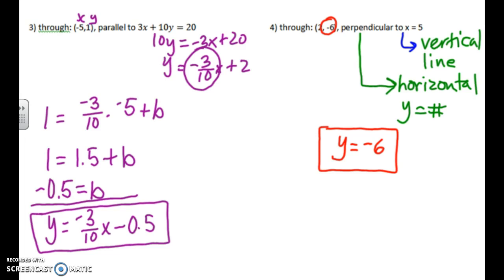Similarly, let me just throw in here, if it had said a parallel situation to x equals 5, we would have used x equals 2. So make sure you understand that.